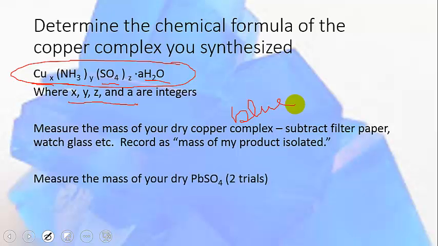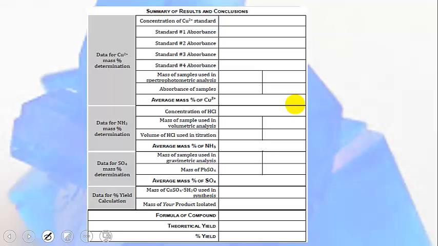You also need to record the mass of your lead sulfate. This is the white product that is in the large filter paper. So again, you will need to get this mass and subtract off the mass of your filter papers. This is the first page of your report form, and I'm going to keep coming back to this several times during this video, but I want to just keep things clear of where you need to record things.